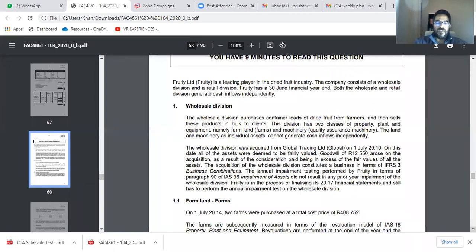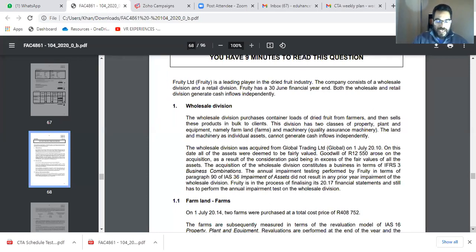Fruity is in the process of finalizing its 2017 financial statements and still has to perform the annual impairment tests on the wholesale division. So there you can see they acquired the wholesale division from another company. Through the acquisition, they obtained goodwill.